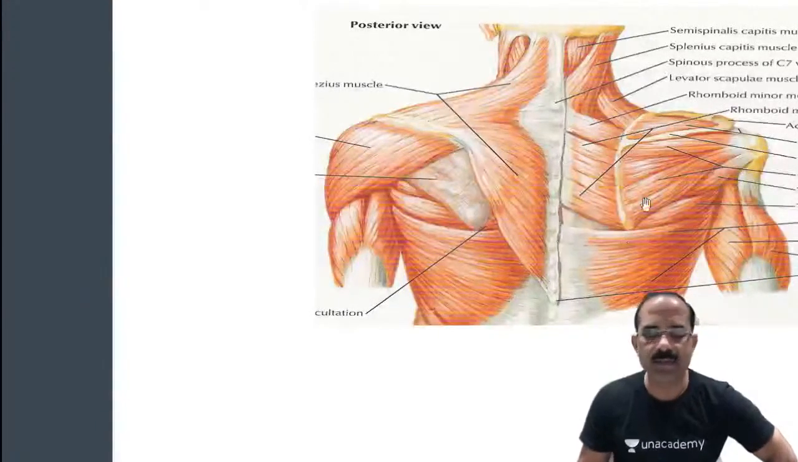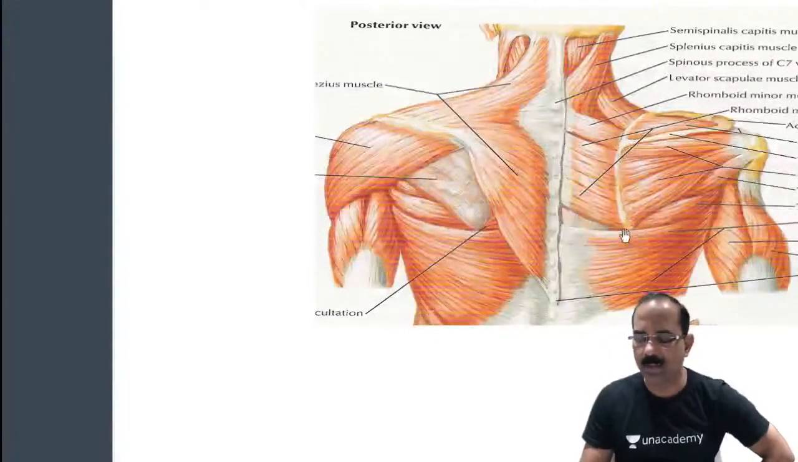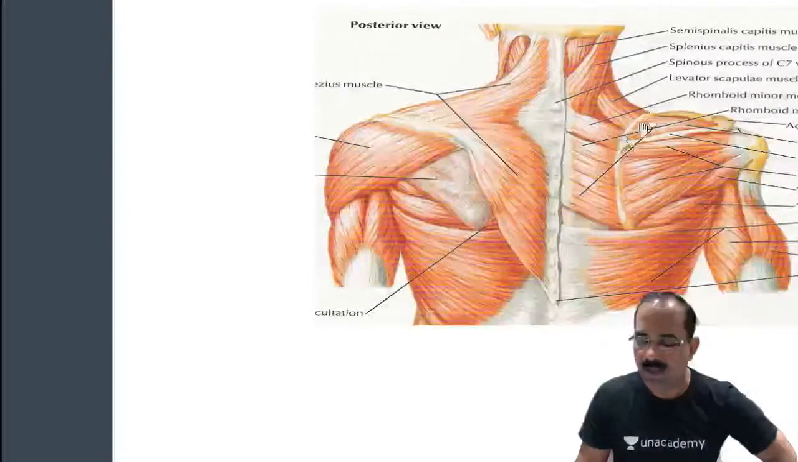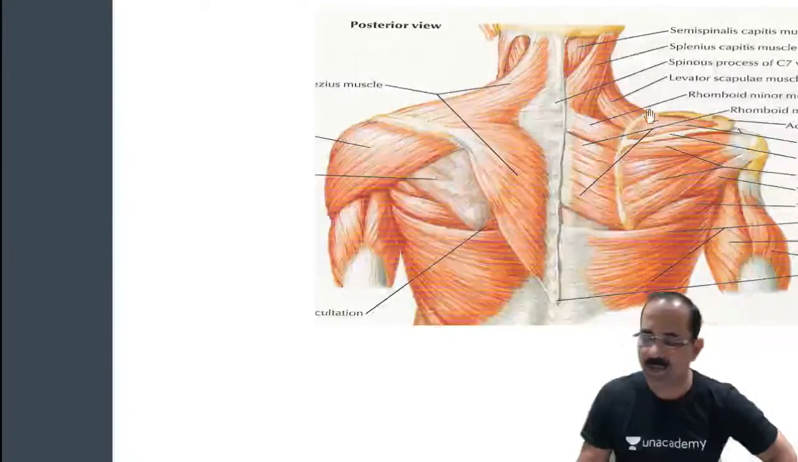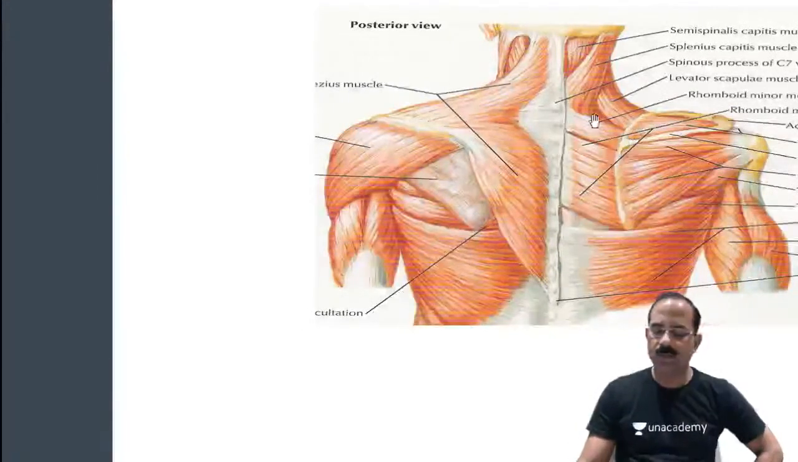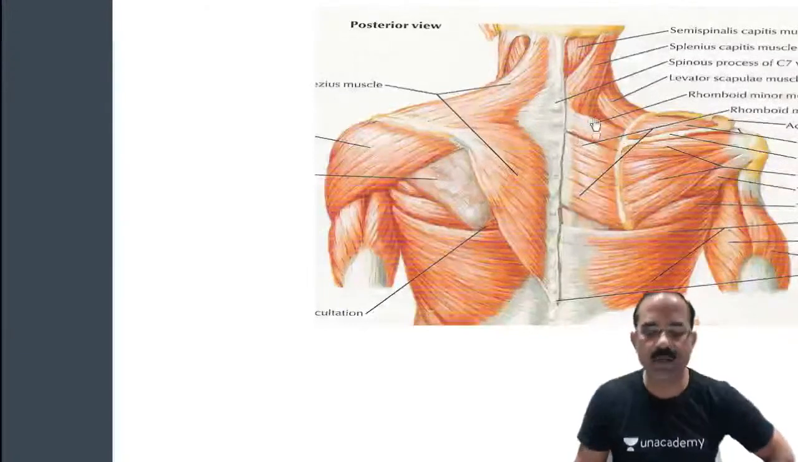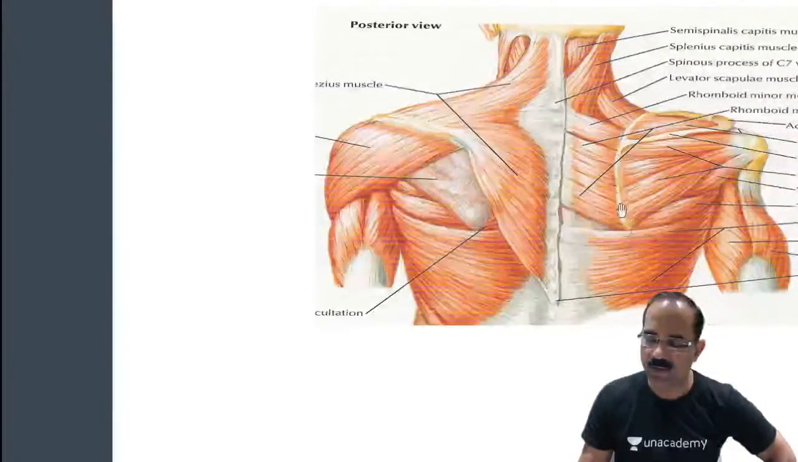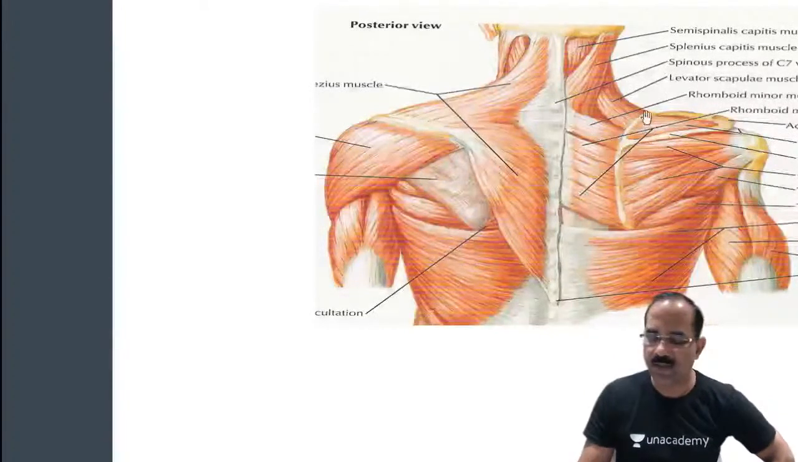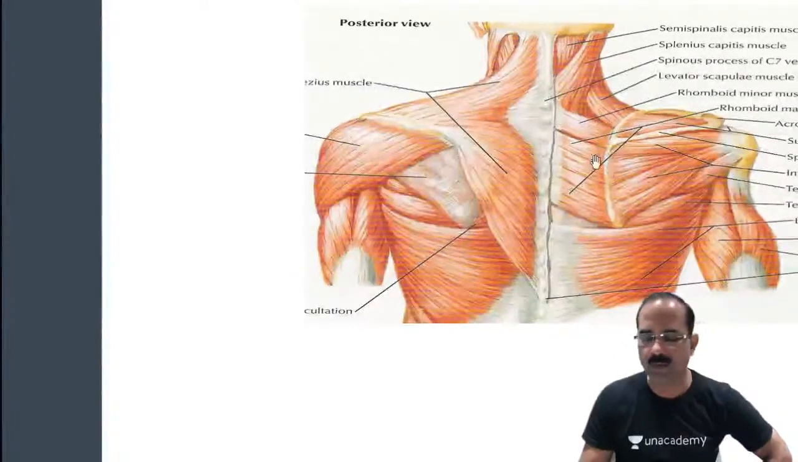And which are these muscles which are attached to the medial border of scapula? From the superior angle to the spine, what is this muscle going to be? The levator scapulae. Opposite to the spine is the rhomboid minor, and below the spine is going to be the rhomboid major. So levator scapulae, rhomboid minor and rhomboid major.